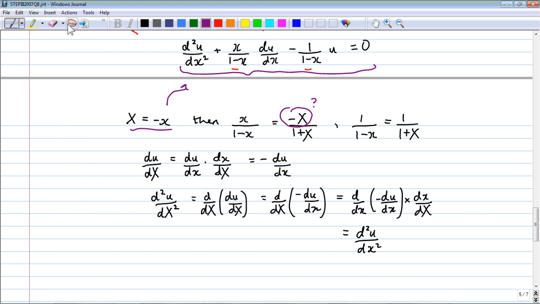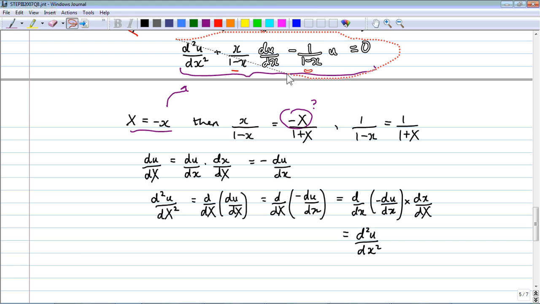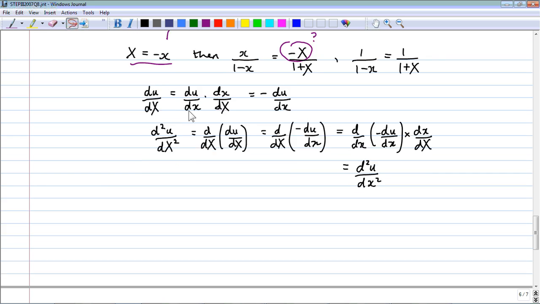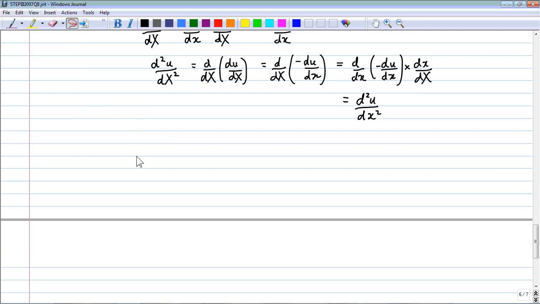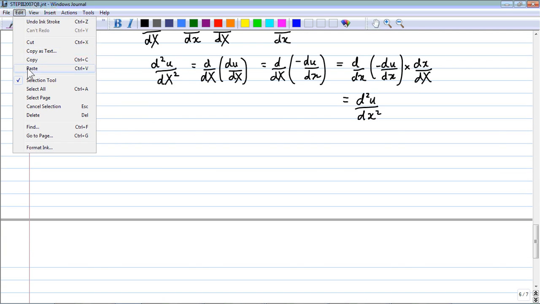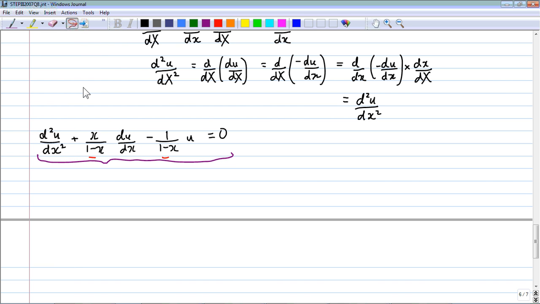Let's actually make a copy of this. It'll be easier. There we go. So we'll make a copy of this and apply these facts that we've just observed. Okay, so term by term, the second derivative is unchanged.